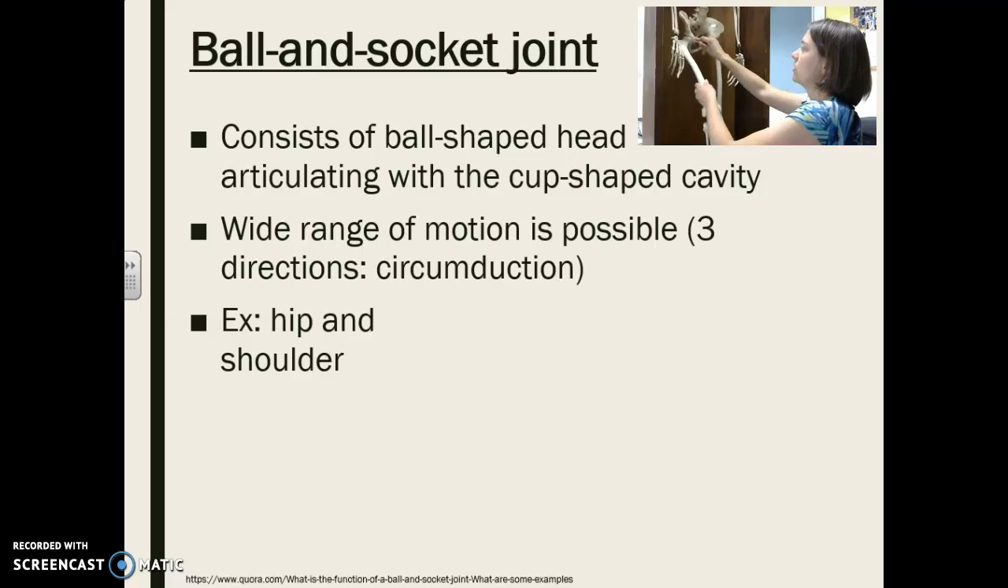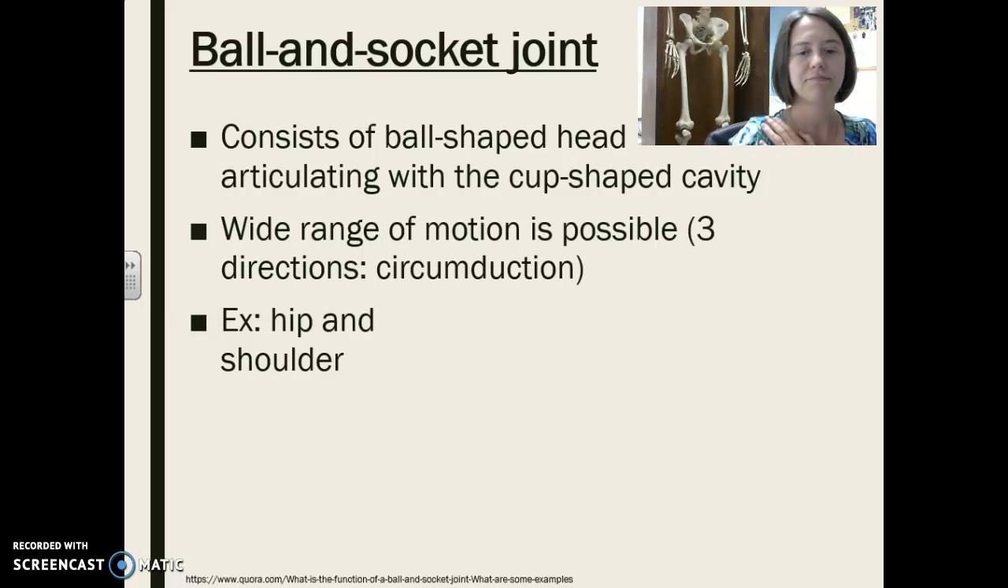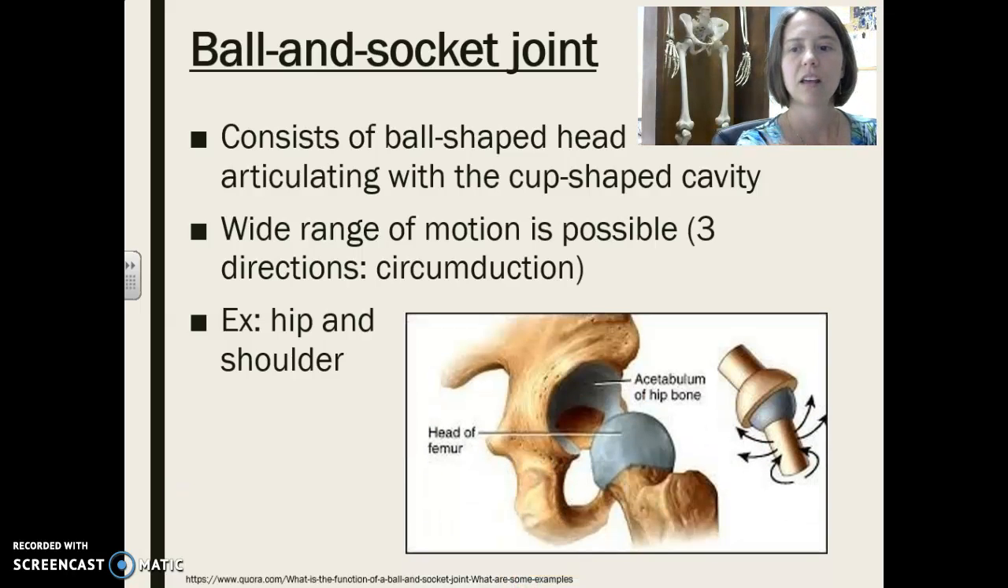Looking here, the leg can do a circle, and also the shoulder joint, where you can do your circumduction. And looking here is a picture of the ball-shaped head fitting into a cup-shaped cavity, so the ball-shaped head of the femur fitting into the acetabulum of the pelvic bone.